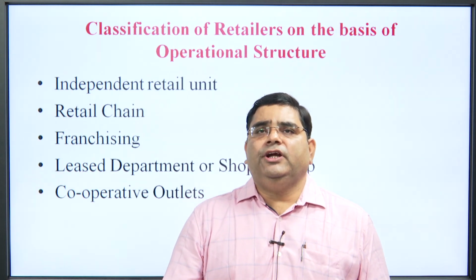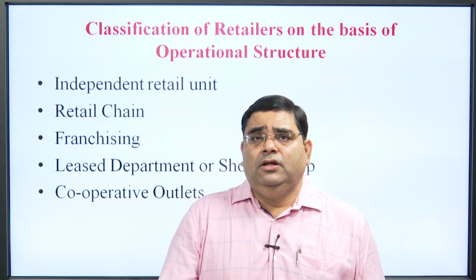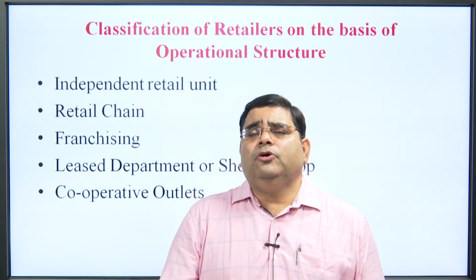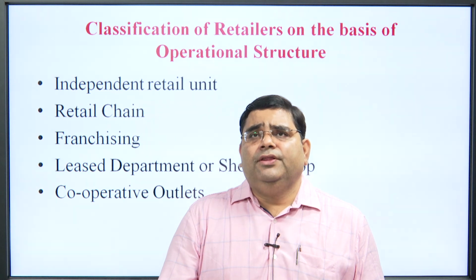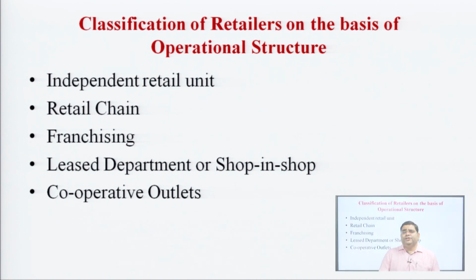Now, classification of retailers on the basis of operational structure. Operational structure is how they are going to operate, their cost efficiency, their market, their demands, and how they cater to the needs of customers. The first is independent retail units. An independent retail unit basically does not have any chain, they have only a single outlet, or they are running independently, they do not have any kind of linkage with other chains, whereas a retail chain is a group of outlets. For example, Big Bazaar.